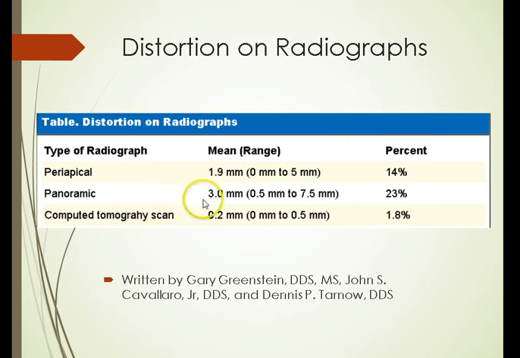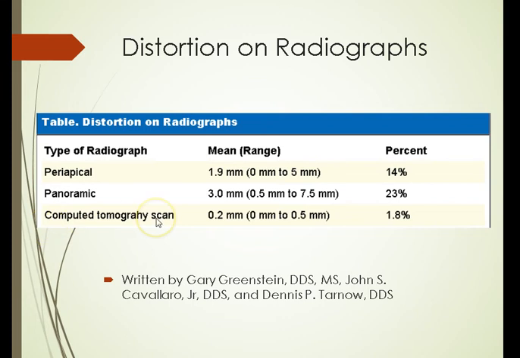Panoramic is even worse. The mean distortion is 3 millimeters. That's a pretty big margin. Sometimes when you're placing an implant that's 9 millimeters, 3 millimeters is one-third the size of the implant. And the distortion can even go from 0.5 to 7.5. We used a ton of pan before we had a CT, and if you have used pan, you've seen some crazy things like these. And the distortion is almost about a quarter.